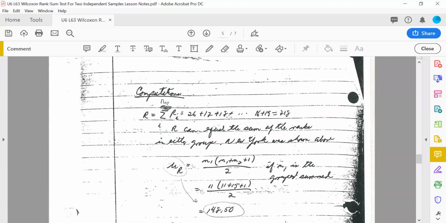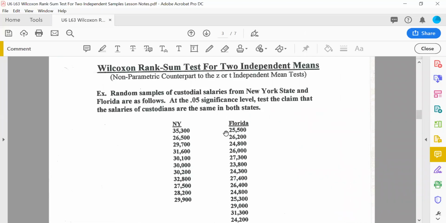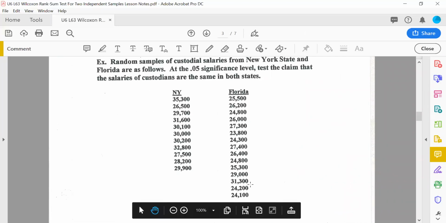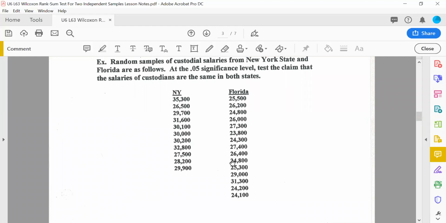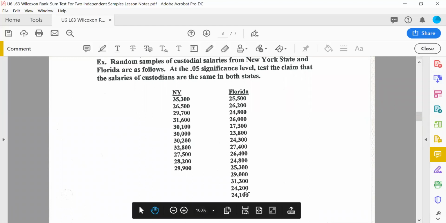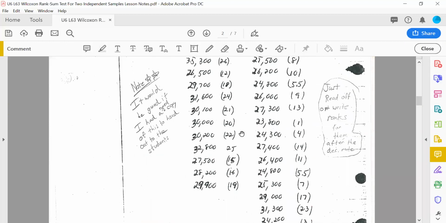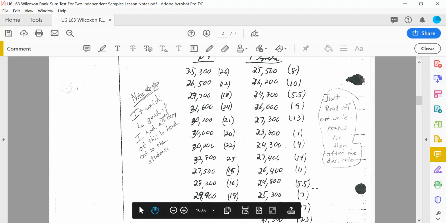Here is capital R. R is either the sum of the ranks of New York or the sum of the ranks of Florida. And here's the awesome thing. It doesn't matter which ranks you sum up. And by the way, you are not summing up the raw data. This is the raw data. Do not sum up the raw data. Sum up the ranks. So you're either adding up the ranks of New York or adding up the ranks of Florida. Which one's less work? New York. There's fewer numbers.